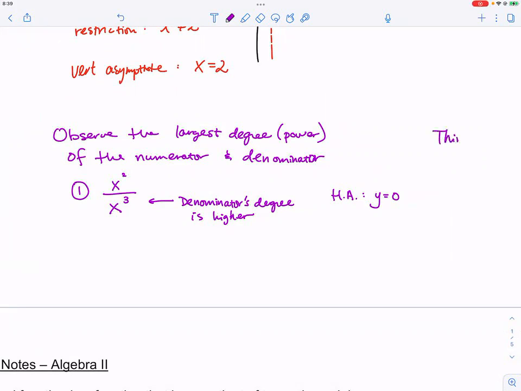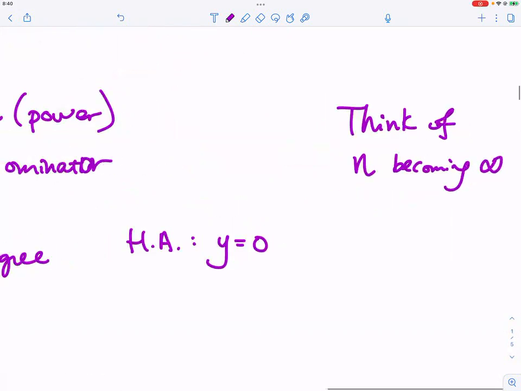Think of x, not n, becoming infinity. We ask the question: if x becomes a very big number, what would happen? Well, if you think about it, x squared over x cubed is essentially 1 over x, right?